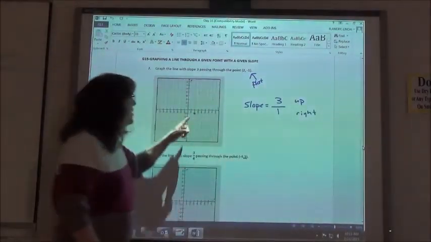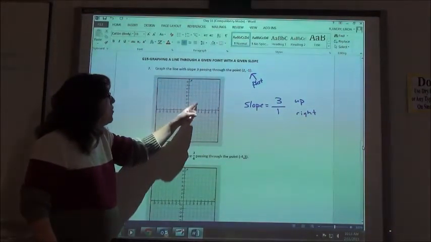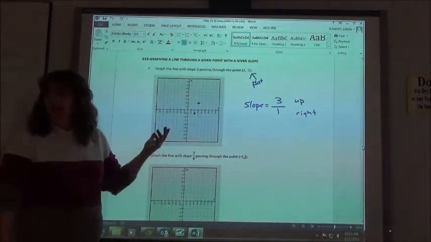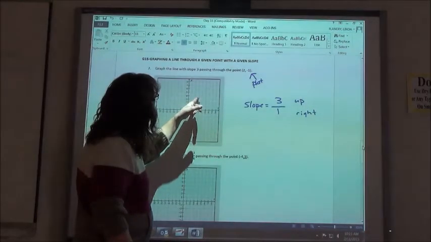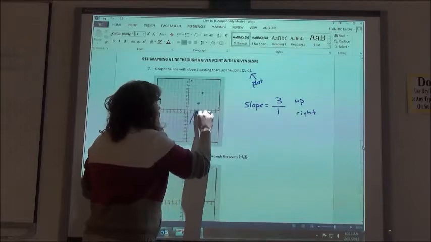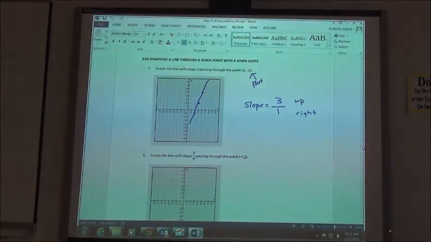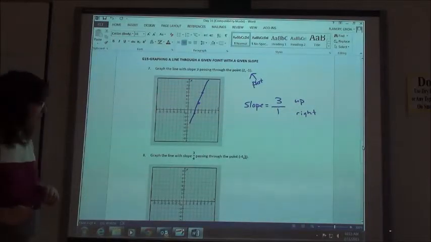So I'm just going to start at this dot here, and I'm just going to count. 1, 2, 3 up, 1 to the right. There's my next dot. I really only need 2 dots to draw my line, but so I can draw straighter, I'm going to count again. 1, 2, 3 up, 1 to the right. I can then connect my dots and draw my line. My slope was a positive 3. It went uphill as I went from left to right. Up 3 and over 1.